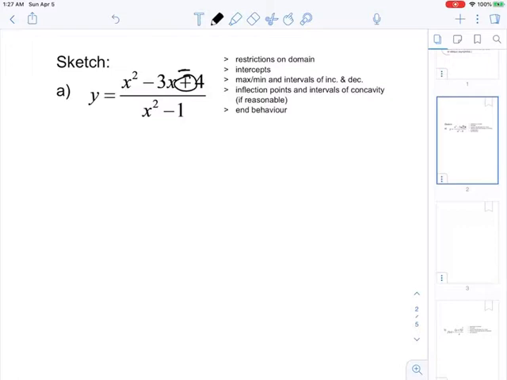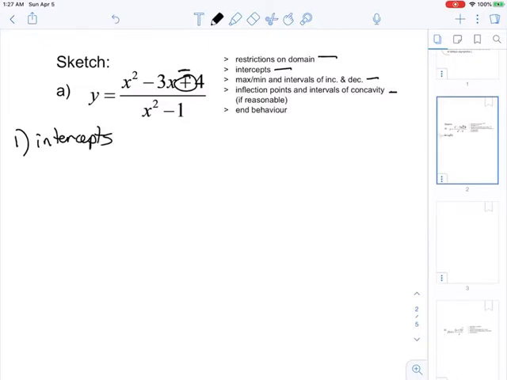Okay. So we need to do restrictions on the domain. We need to figure out what the intercepts are. We have to do the max, min, and intervals of increasing and decreasing. So that's f prime at x. Inflection points and the intervals of concavity. That's f double prime at x. And then all of the end behavior. And not necessarily in that order. Okay, so first thing we're going to do is intercepts.